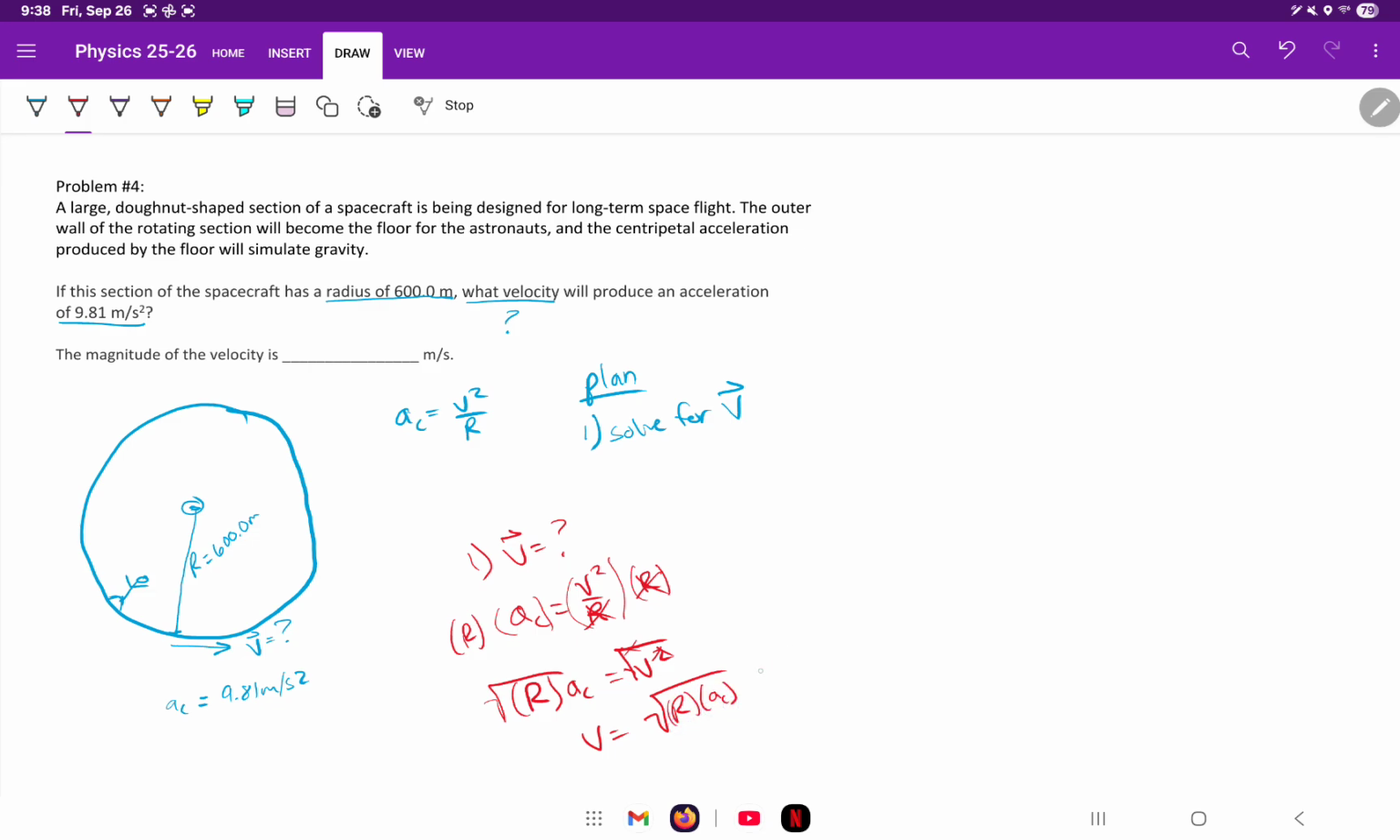All right, and now we're just going to plug our numbers in. So square root sign, the radius of this was 600.0 meters, and then I'm going to times that by the acceleration I need. So I'm going to make that 9.81 meters per second squared. Okay, so when I do that math, 600 times 9.81 gets me that. So then I end up with an equal sign, square root of 5,886.